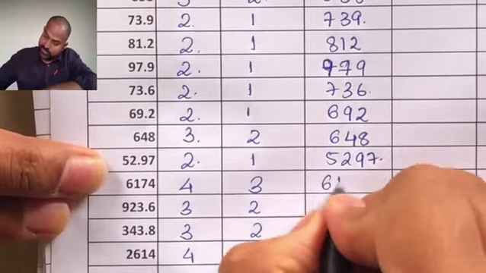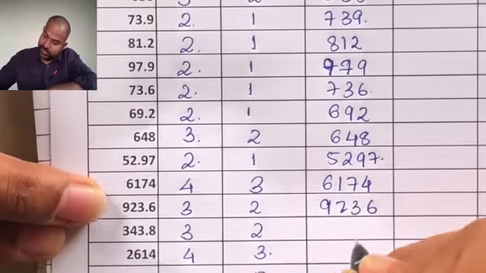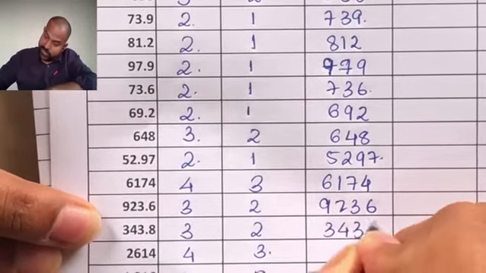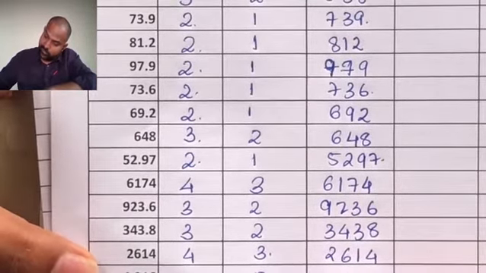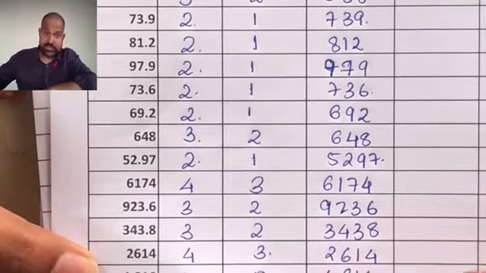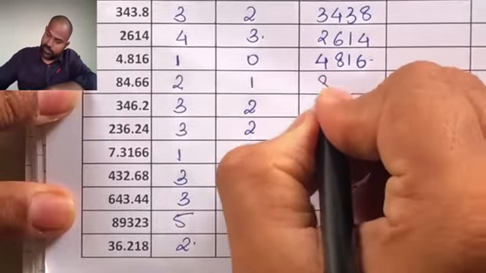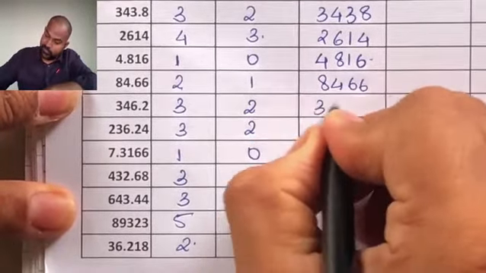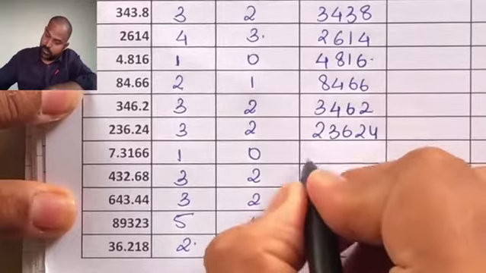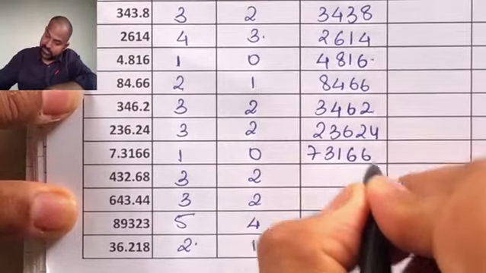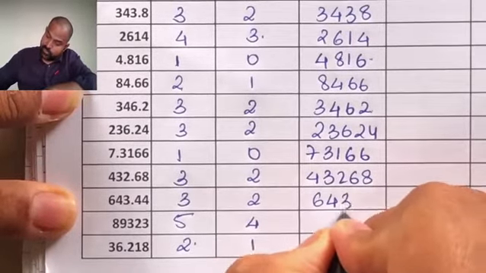Then you have a 5297. Then you have a 6174. Then you have a 9236. Then you have a 3438. Then you have a 2614. Then you have a 4816. I'm sorry, 4816. Then you have 8466. Then you have 3462. 23624. 73166. 43268. 64344.